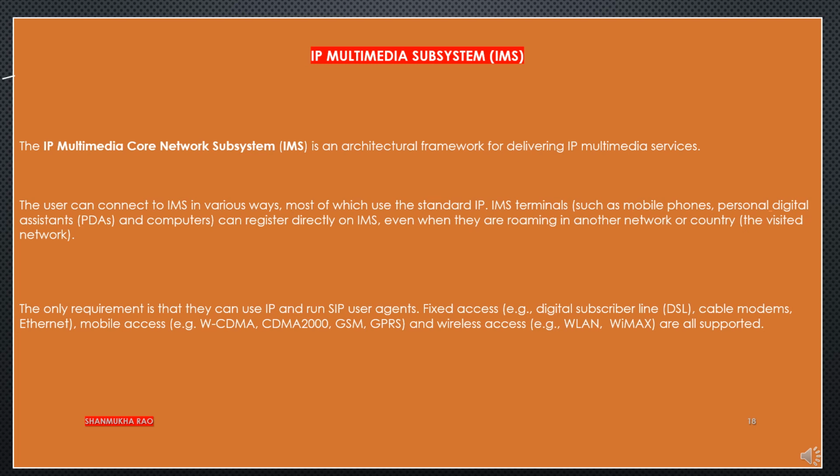IMS terminals, such as mobile phones, personal digital assistants, PDAs, and computers, can register directly on IMS, even when they are roaming in another network or country, the visited network. The only requirement is that they can use IP and run SIP user agents. Fixed access, for example, digital subscriber line, DSL, cable modems, Ethernet, mobile access, for example WCDMA, CDMA2000, GSM, GPRS, and wireless access, for example, WLAN, WiMAX, are all supported.